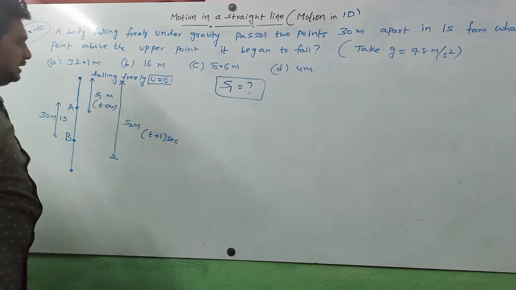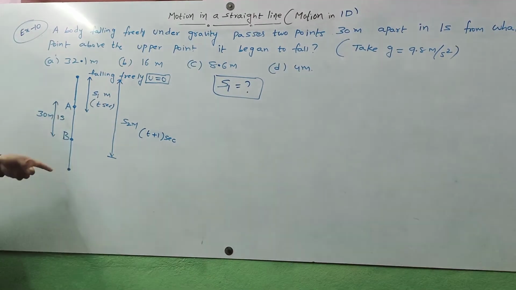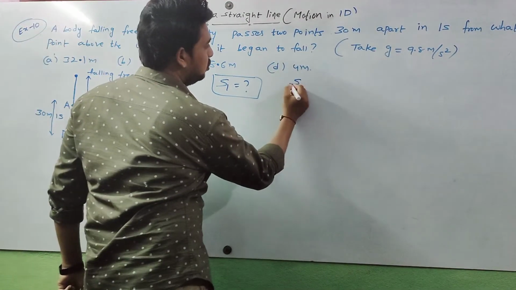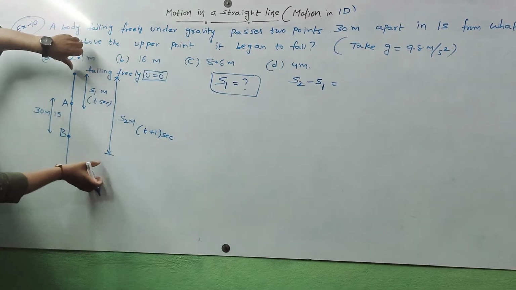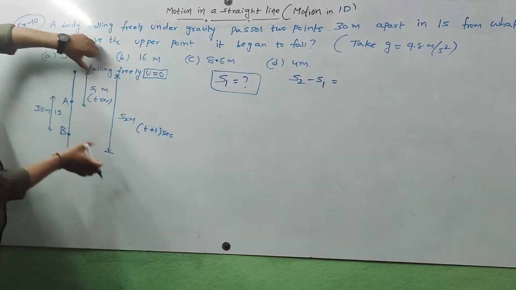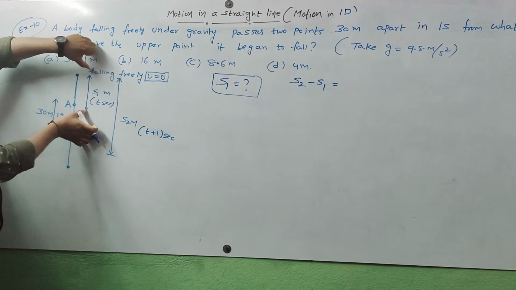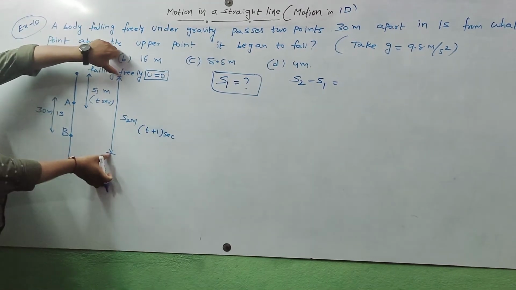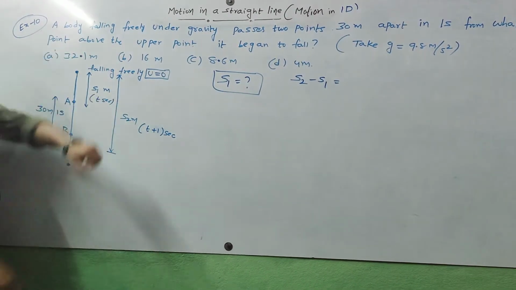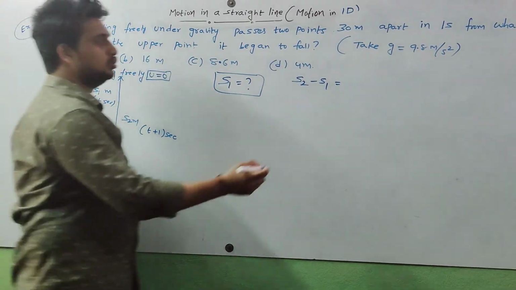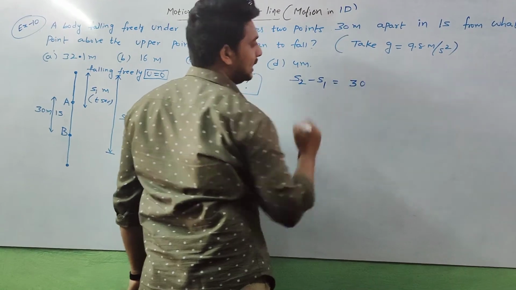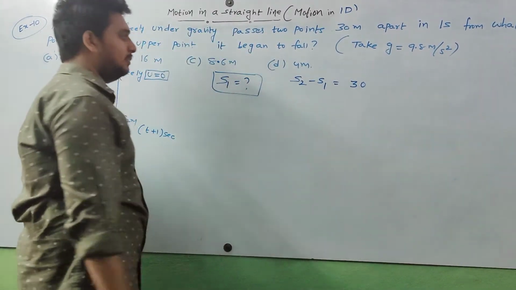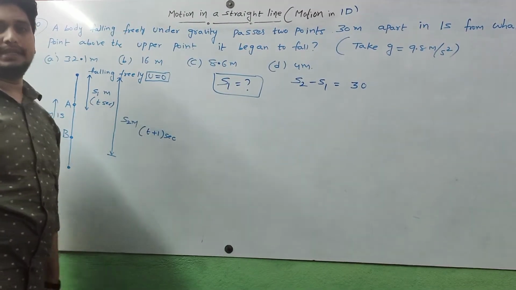How to find S1 here? So already you know S2 minus S1 is equal to, observe carefully, the total distance from top to here is S2 meters. This is S1 meters, from the top to A. Up to B, S2 meters. This S2 minus S1 is 30 meters here. So from this, observe carefully, how to find S2 and S1.